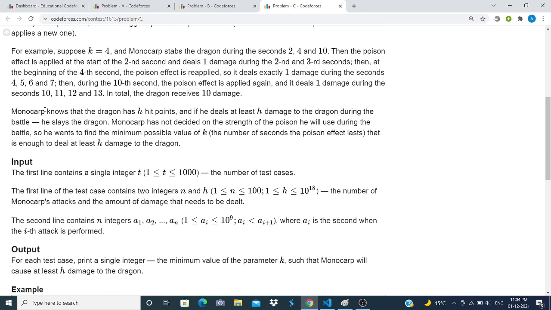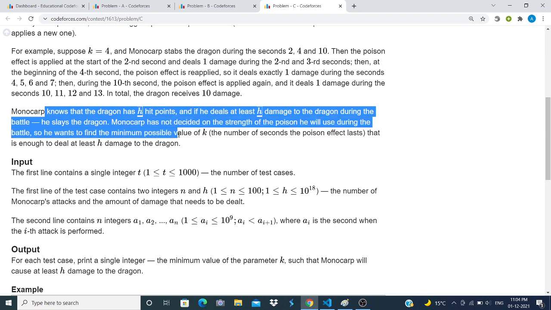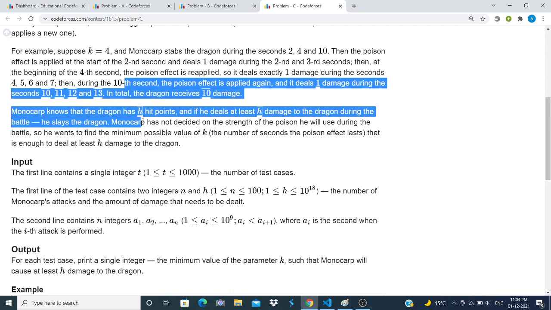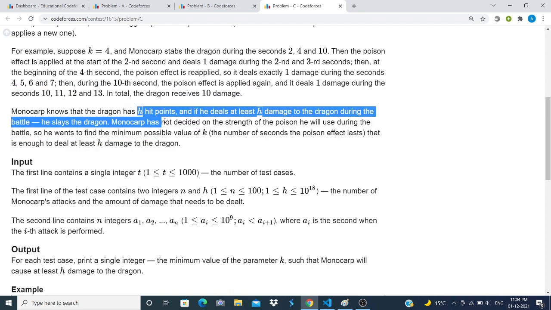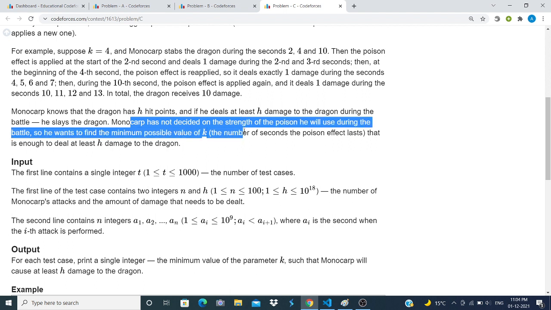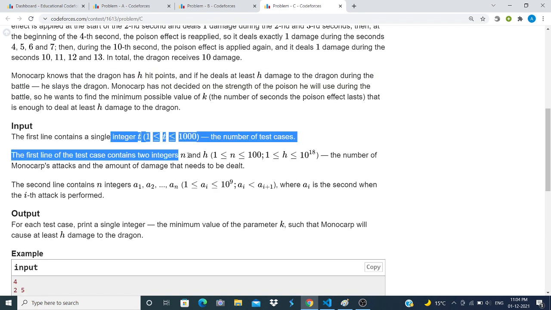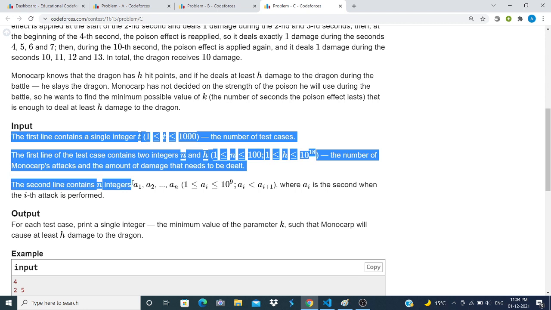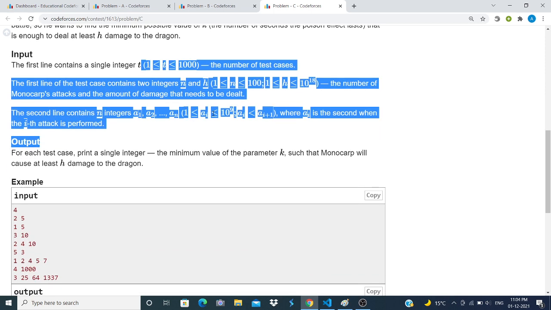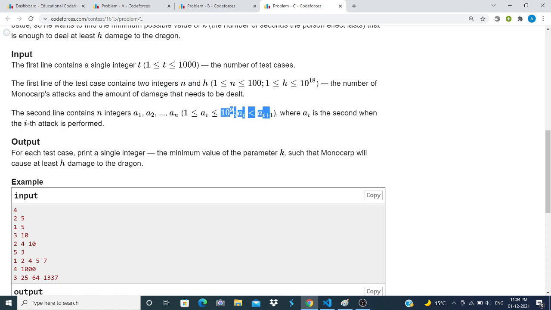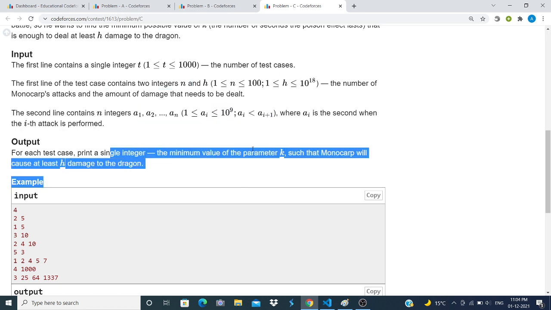So Monocarp knows that the dragon has h hit points, and if he deals at least h damage to the dragon during the battle, then he slays the dragon. Monocarp has not decided the strength of the attack he will use. So he wants to find the minimum possible value of k that is enough to deal at least h damage. This is a very simple way to take the inputs. We are taking n, h, then the array, which is completely sorted, A of i is less than A of i plus 1. We need to just print the minimum value of k.